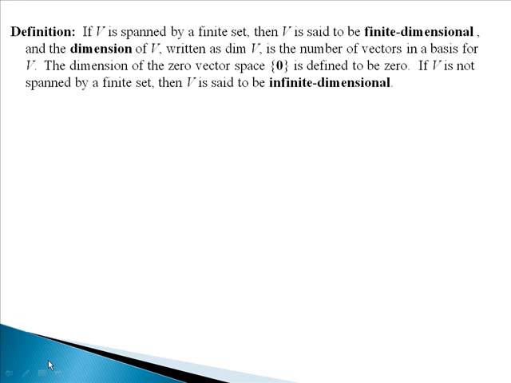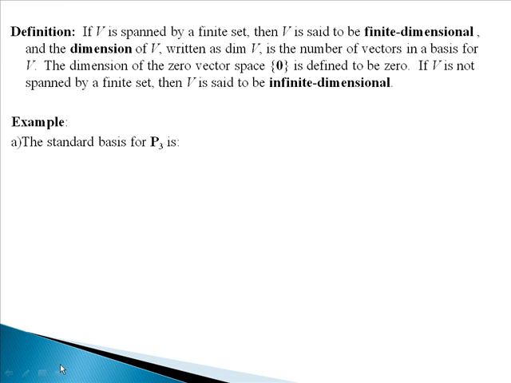Now let's look at a definition. If V is spanned by a finite set, then V is said to be finite dimensional, and the dimension of V, written as dim V, is the number of vectors in a basis for V. The dimension of the zero vector space, consisting of just the zero vector, is defined to be 0. If V is not spanned by a finite set, then V is said to be infinite dimensional. So let's look at an example.